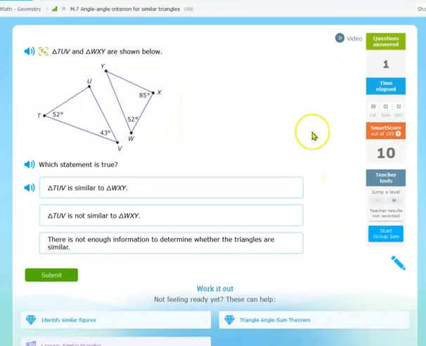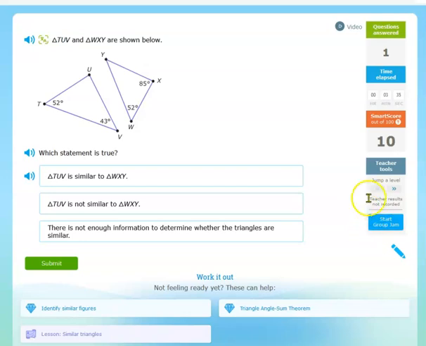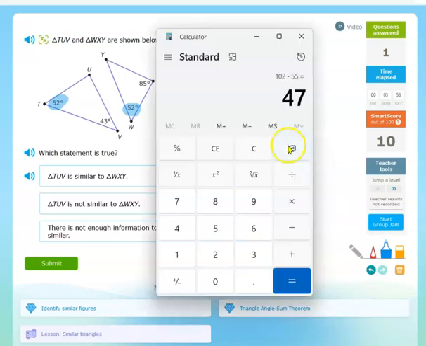Okay, so for this one, it's sort of the same idea here. We have two pairs of angles that are the same. So we've got 52 and 52 that are the same. The other two are not the same, but we want to check to find out what U is first, U or Y, and see if U perhaps is 85, and then they would be similar. So let's go ahead and do that. Let's figure out what U is.